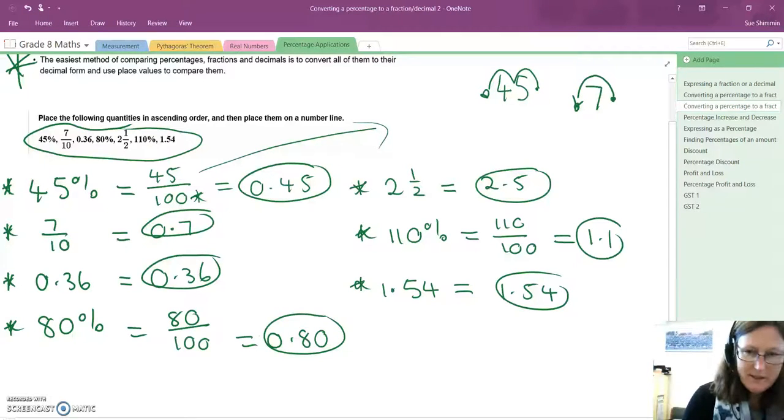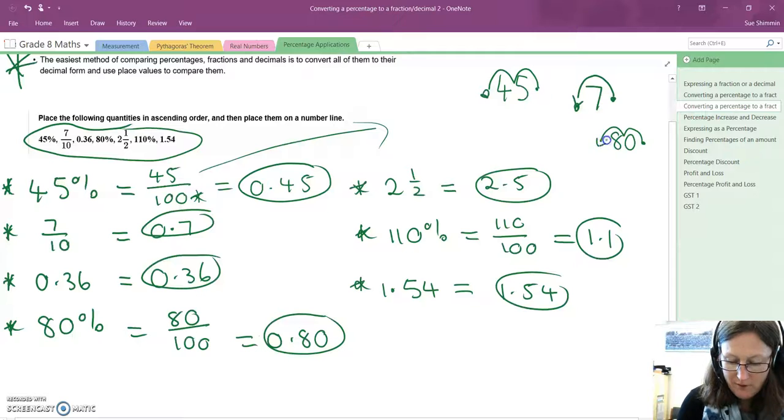which is how I got 0.7. 80% is, I write down my 80. There's my decimal point. I'm dividing by 100. 2 to the left, 0.8. 110% is 110. There's my decimal point. I'm dividing by 100, so I move my decimal point 2 to the left, hence 1.1. And 2.5, well, a half is the same as 0.5. Okay, so there we have them. We have them all as decimals.